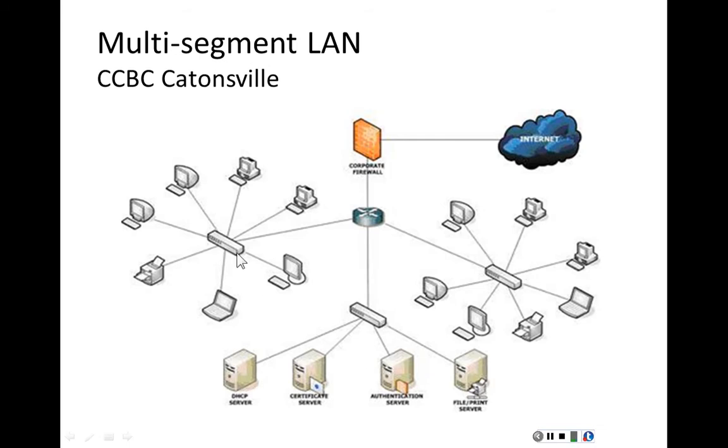So here's a network, a bunch of workstations connected by a switch. Here's a network, a bunch of workstations connected by a switch. Here's a data center, a bunch of servers connected to a switch, and then all the networks are connected centrally together to a router, which connects to the internet. And this is a diagram of the CCBC Catonsville network, all of which we will look at as we get deeper into the course. But this is still considered a local area network because it's one geographic area. It's a big local area network, but it's a local area network.